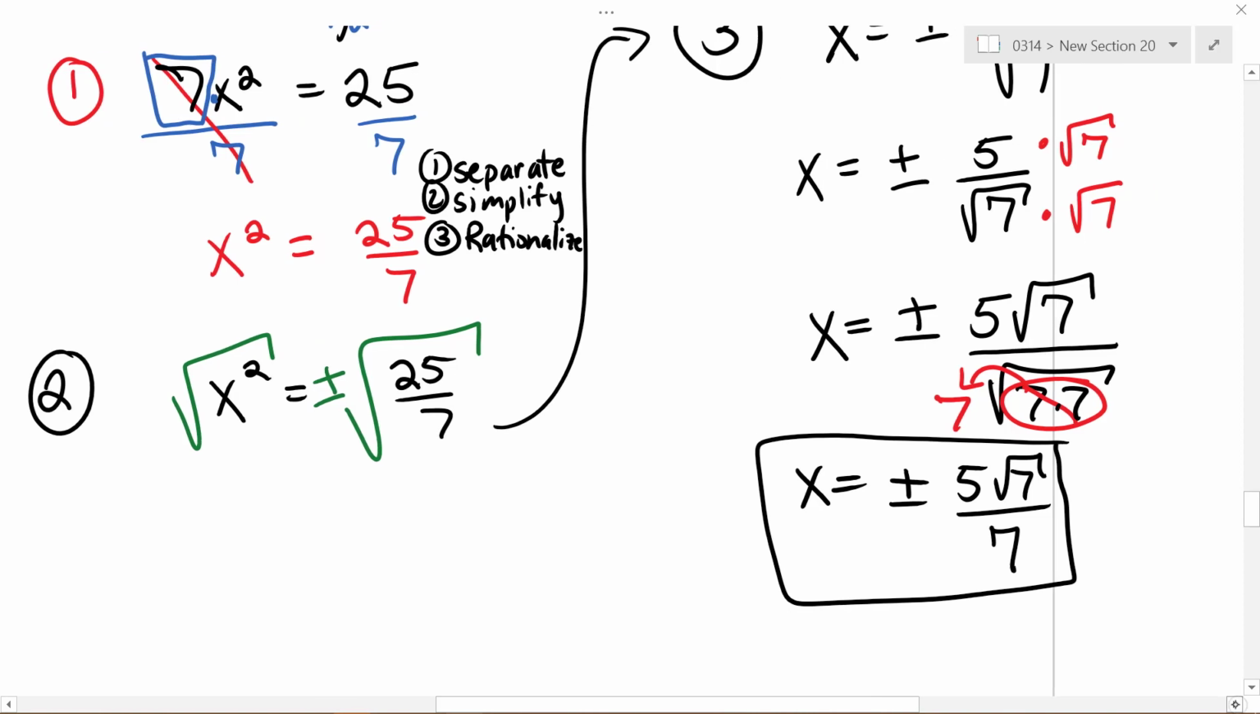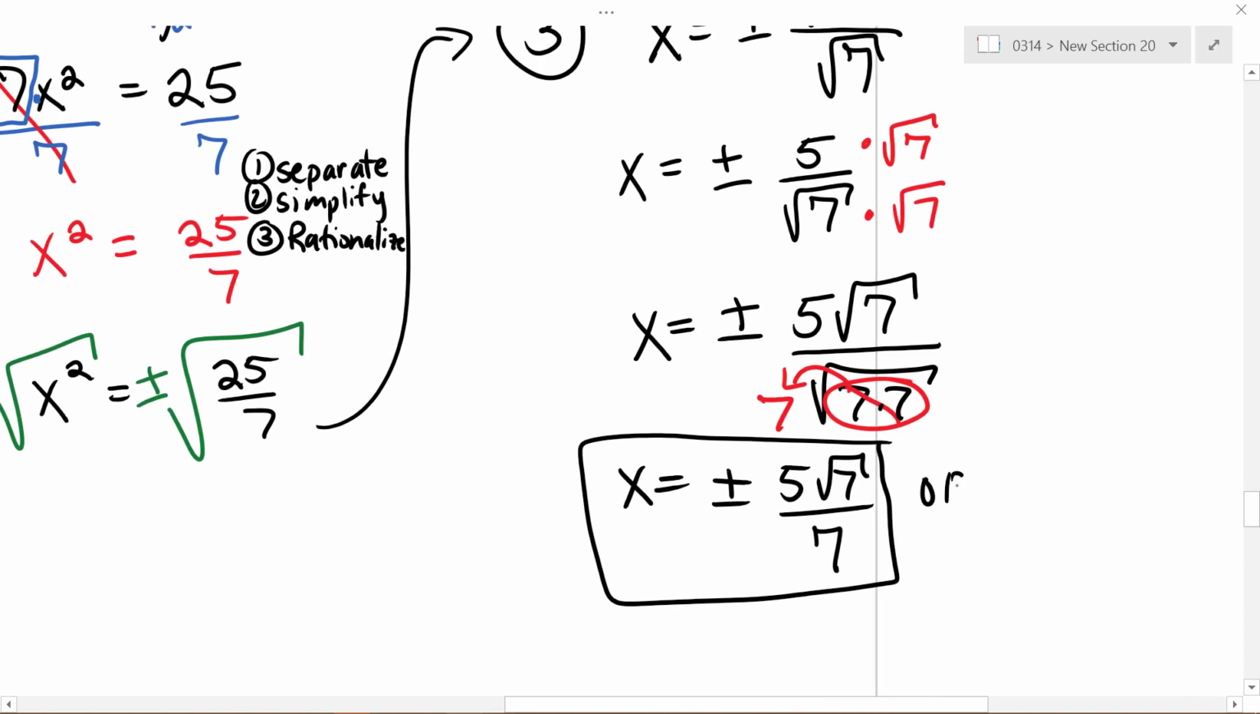And remember that we can also write this as 2 separate solutions, positive 5 times the square root of 7 over 7, or negative 5 times the square root of 7 over 7.